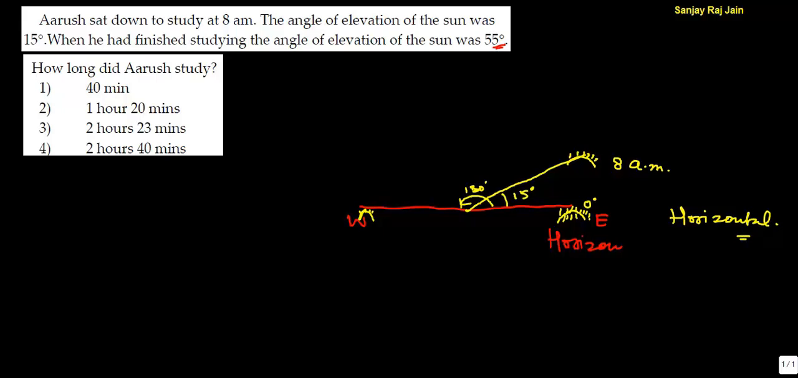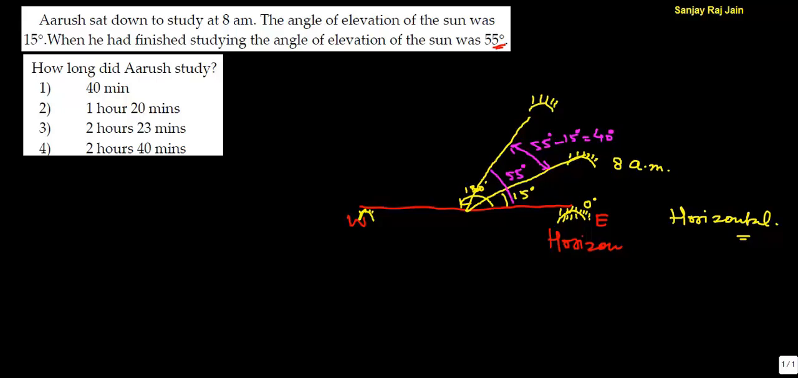The other information is that when he finished studying, the angle of elevation of the sun was 55 degrees. So let's say this was the position when he finished studying, and this angle is 55 degrees. So what is the net change of angle from the time when he started studying to when he finished studying? The total change of angle was 55 degrees minus 15 degrees, which is equal to 40 degrees.